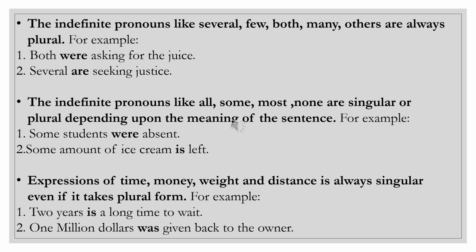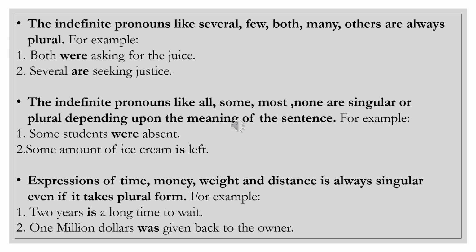Moving on to the next rule. Expressions of time, money, weight, and distance is always singular, even if it takes plural form. Now, we do not say 5 years are a long time to wait. We say 5 years is a long time to wait. Here, the example is 2 years is a long time to wait. Now, $1 million was given back to the owner. Now, we don't say $1 million are. This is because when we are considering a duration and a period of time or an amount of money, we are doing it together.